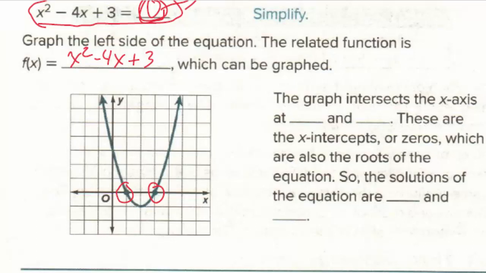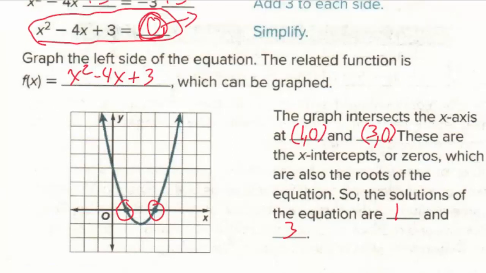So the graph intersects the x-axis at, it looks like, 1, and again at 3. These are the x-intercepts, or zeros, which are also the roots of the equation. So the solutions of the equation are 1 and 3. I think they may have wanted me to put 1, 0 and 3, 0 up here as ordered pairs, but we're only interested in the x-coordinate on that problem.